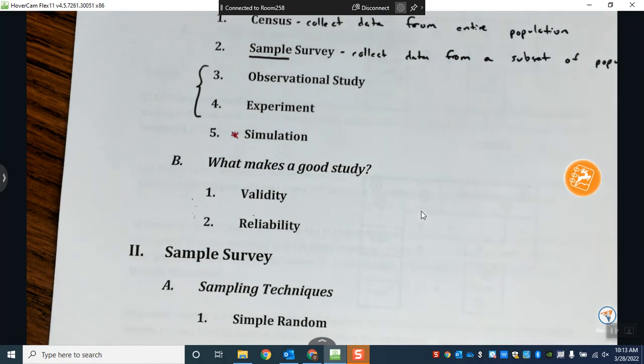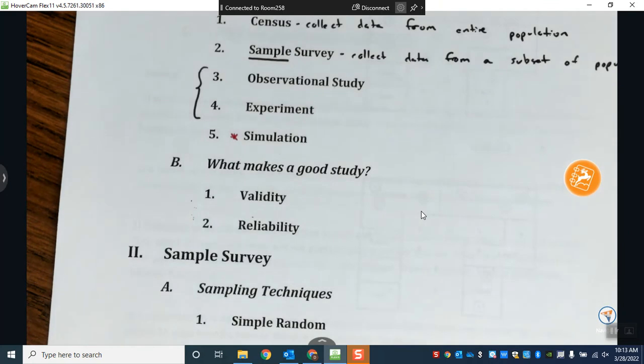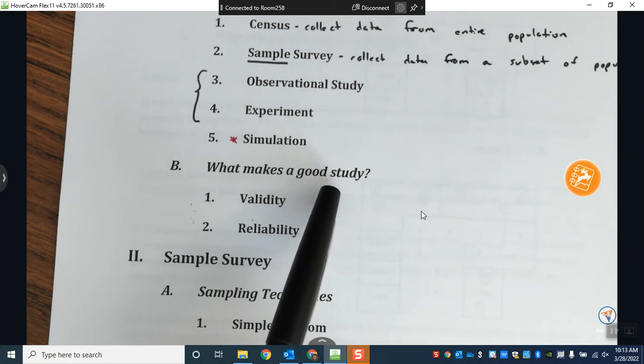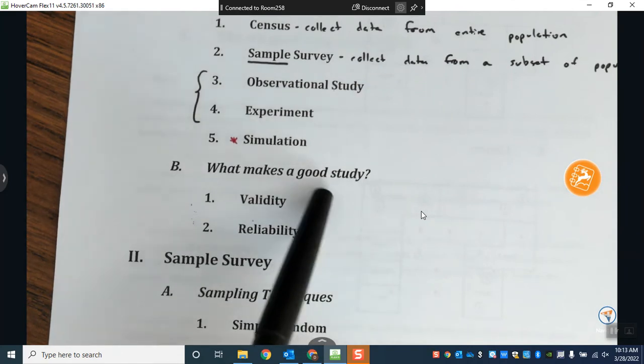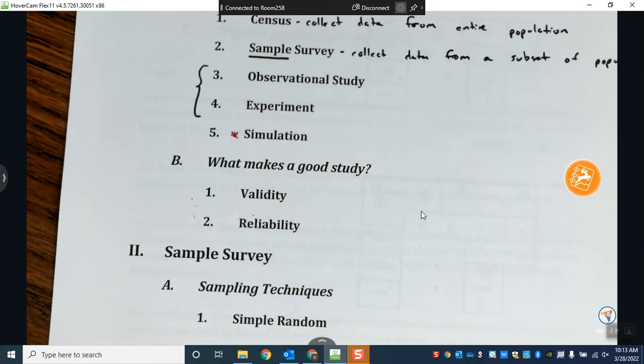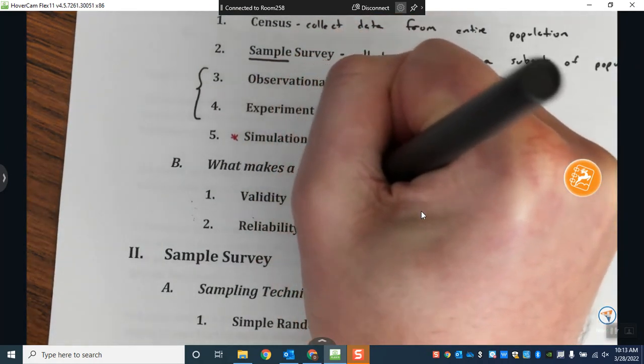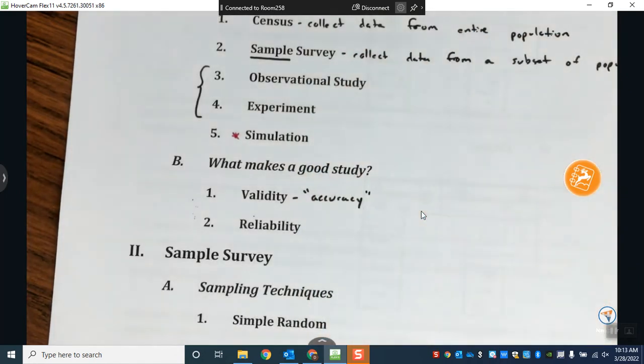One of the things we talk about whenever we design a survey, or create something to measure intelligence or athleticism, is two things we're interested in about the instrument we're using to get these measurements: is it valid, and is it reliable? Does it have validity and does it have reliability? Validity you can think of as accuracy. Does this thing truly measure what you're intending to measure?